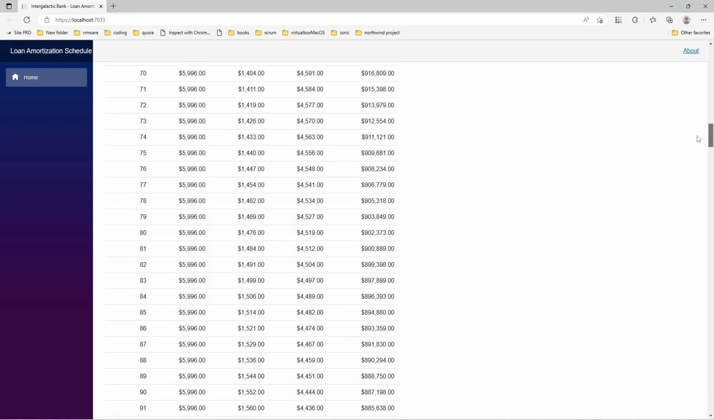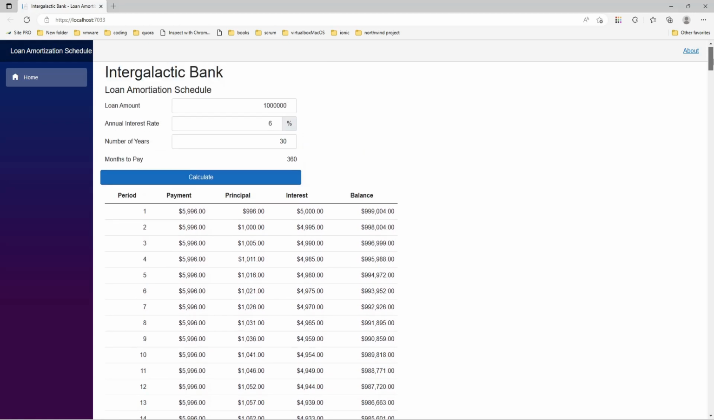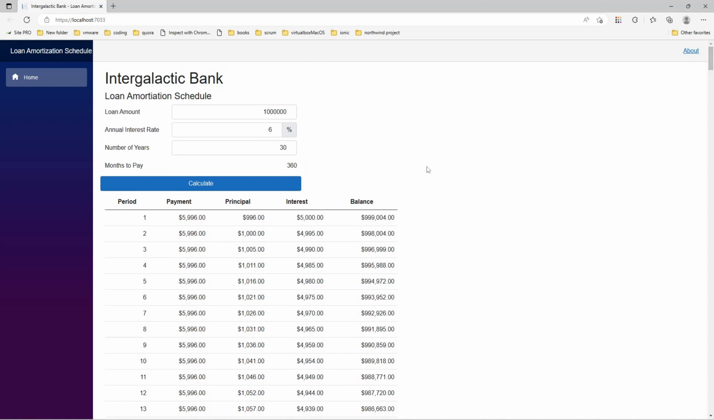So I think there's not much to discuss about this application, but let me know in the comment section if you have any questions or clarifications, or you have some ideas that could improve the code and the application. Yeah, let me know.